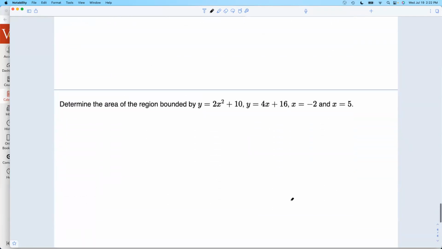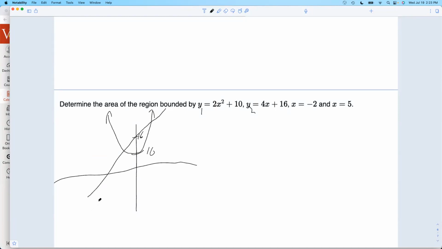Okay, let's do one more. I'm just going to do all this in one video. All right, let's graph both of these guys out. Maybe we'll call them y1 and y2. y1 is a quadratic. It points up because my leading coefficient is positive, and it is shifted up 10. We're going to have something that kind of looks like this. That guy's a line, and his y-intercept is up here at 16, with a slope of 4. He's going to look something like that. And I want to go from -2 to 5.